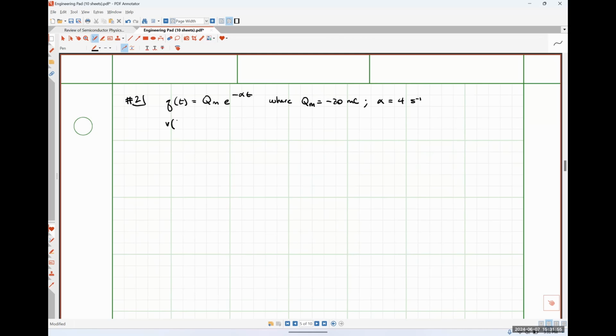The voltage across the terminals of our element is given by Vm e to the negative beta t, where Vm is equal to 120 volts and beta is equal to 2 per second. Part A wants us to find the power absorbed as a function of time. I'm going to make a note here.